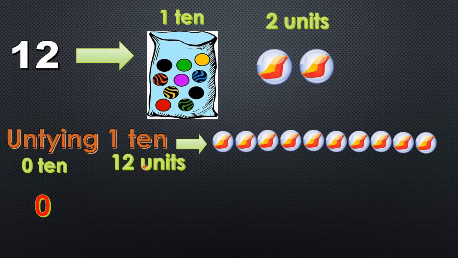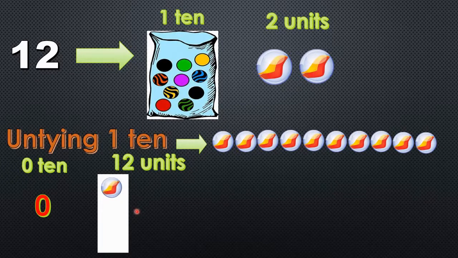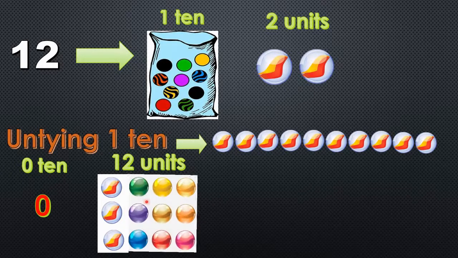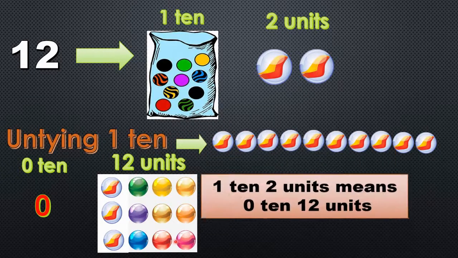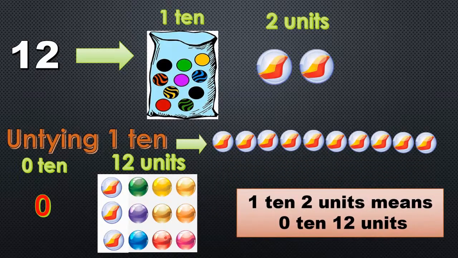Let's see. 1, 2, 3, 4, 5, 6, 7, 8, 9, 10, 11, 12. It means 1 ten, 2 units means 0 tens, 12 units.